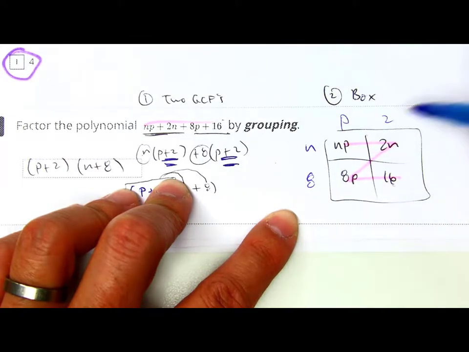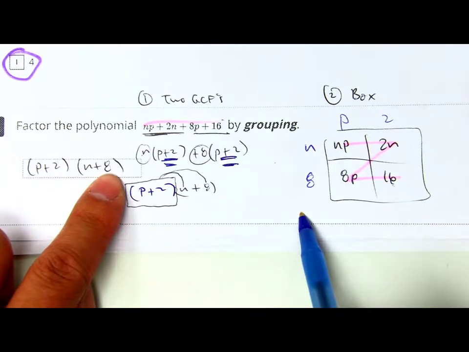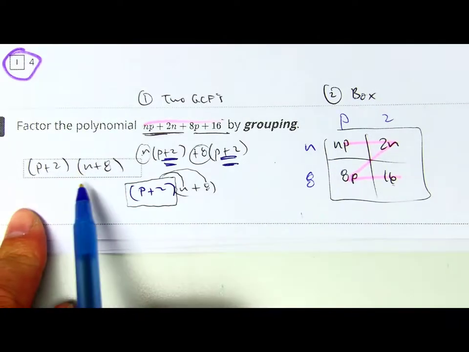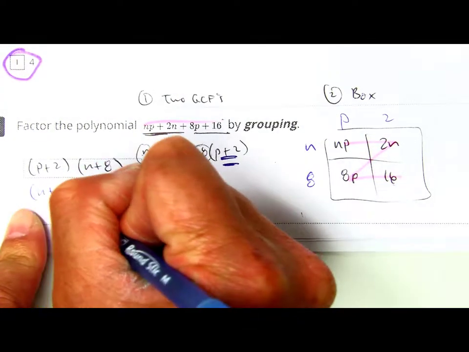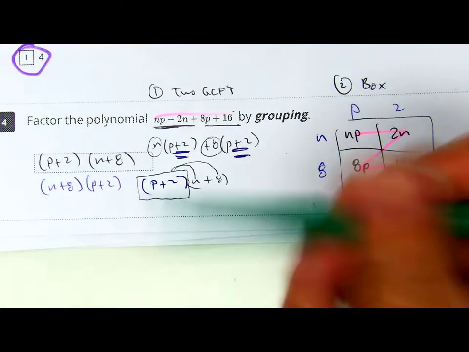And you'll notice that it matches p plus 2, n plus 8. Remember, the order of this one does not matter because it's multiplication, so you could have had something like this and still get full credit for the problem. Let's lock in the answer here.